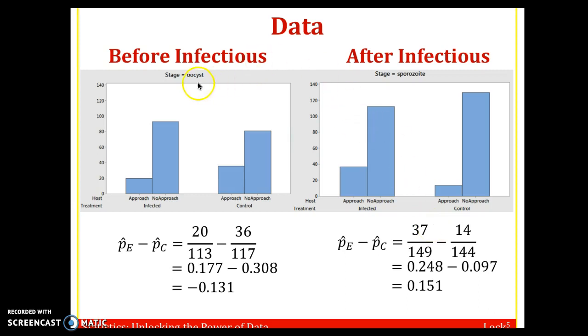So looking at the data for before infectious, we got minus 0.131. After infectious, so this is at least 9 days later, when the mosquitoes can spread the disease, you'll notice the difference here is going to be positive. This means the infectious or the exposed group has a 15% higher likelihood of approaching humans, at least according to this study. So the bare evidence so far seems to suggest that the parasite does seem to affect the mosquitoes in some way.